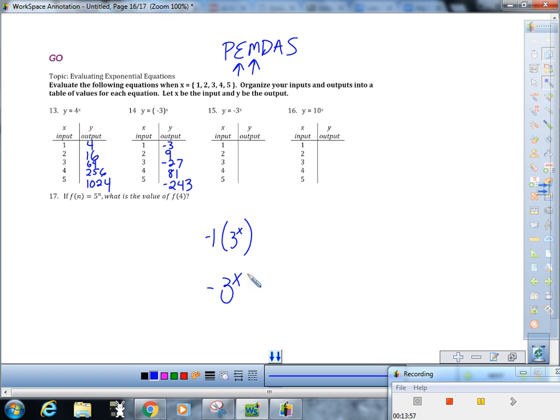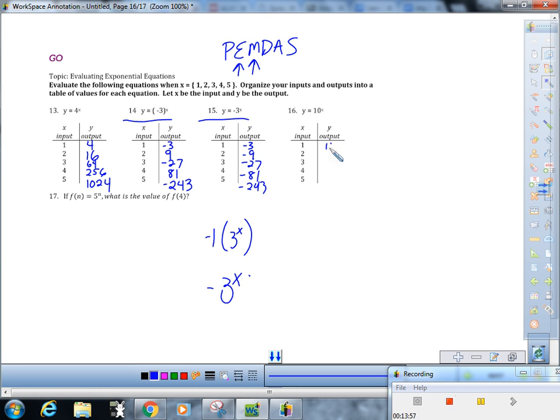3 to the first power is 3 times negative 1 is negative 3. 3 squared is positive 9. Positive 9 times negative 1 is negative 9. 3 cubed is positive 27 times negative 1 is negative 27. You're going to recognize this as always the negative version of these answers over here. Notice the difference between this one and that one. That's a great little exercise. And this one will be a lot easier to do in our head.